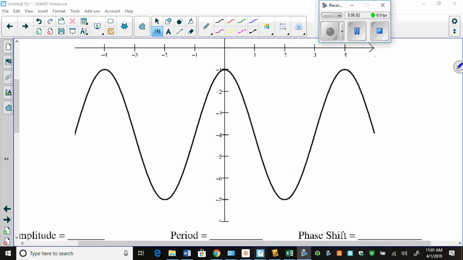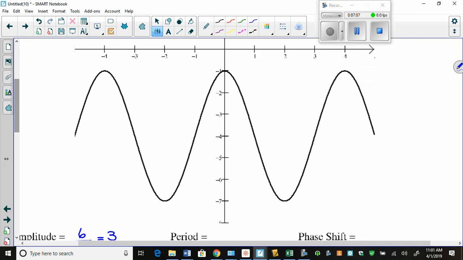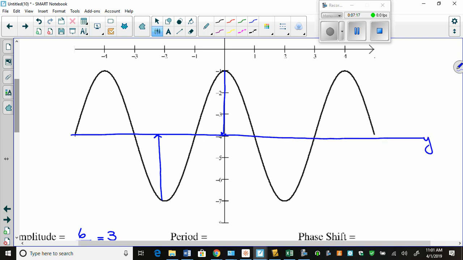Okay, so the amplitude, you could do absolute value of max minus min divided by 2, or we can count. How far is it from -7 to -1? A value of 6 divided by 2 is 3. Then if I count up 3, I get to -4. I count down 3, I get to -4. And so my midline is at y equals -4. And I always draw it because it will help me get my C values for my sine graph.